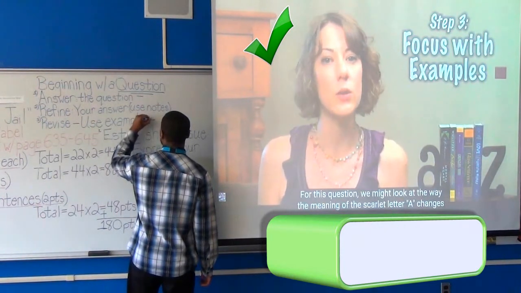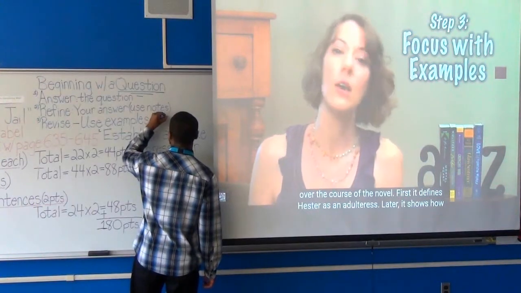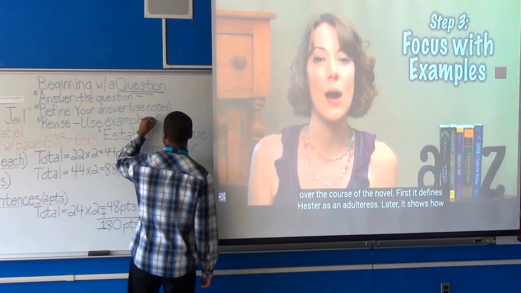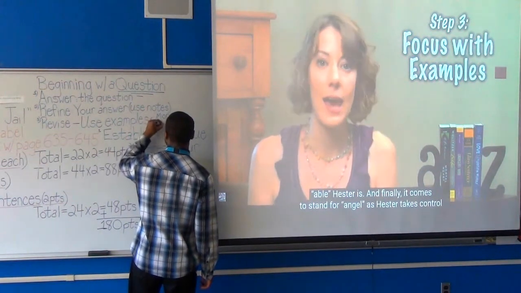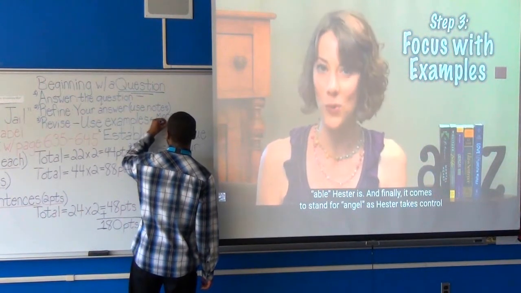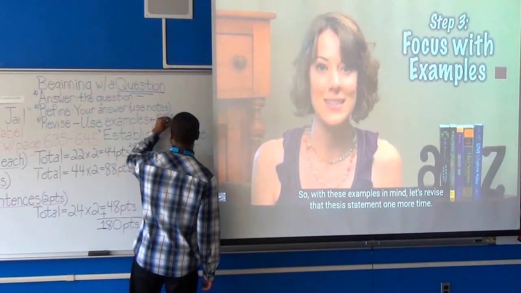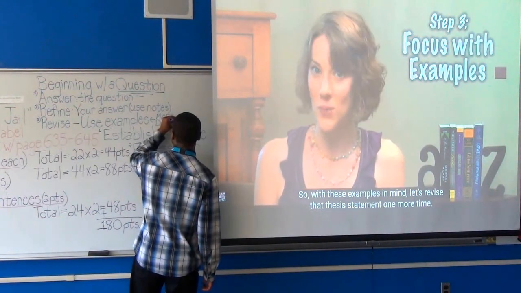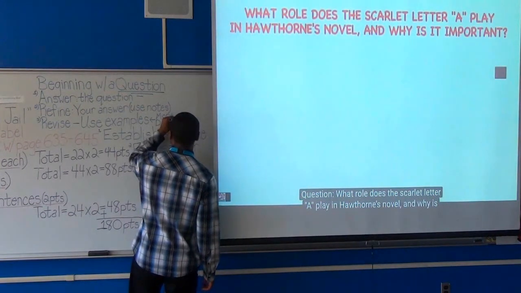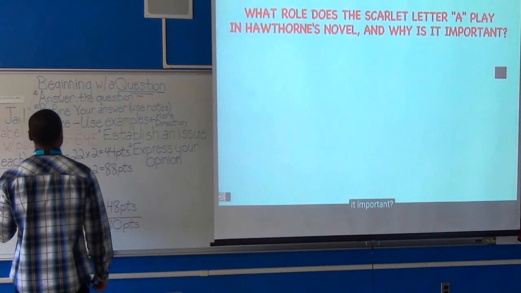For this question, we might look at the way the meaning of the scarlet letter A changes over the course of the novel. First, it defines Hester as an adulteress. Later, it shows how able Hester is. And finally, it comes to stand for angel as Hester takes control of her own identity. So, with these examples in mind, let's revise that thesis statement one more time. Question. What role does the scarlet letter A play in Hawthorne's novel, and why is it important?